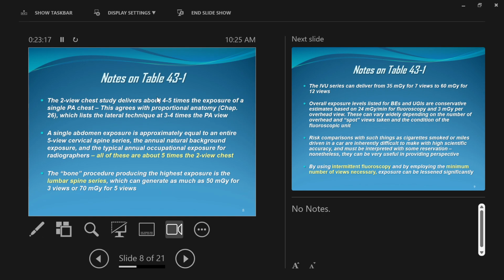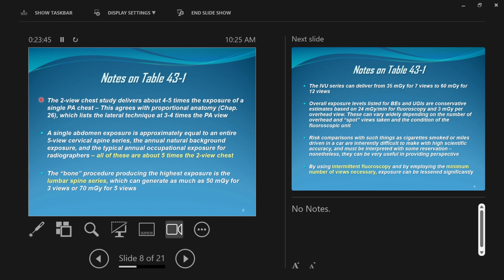A couple quick notes on that table that we just looked at. The 2-view chest study delivers about 4 to 5 times the exposure of a single chest X-ray. Why would doing only one more chest X-ray give the patient about 4 to 5 times the exposure as just the single X-ray? It says it on here, but you take a guess?